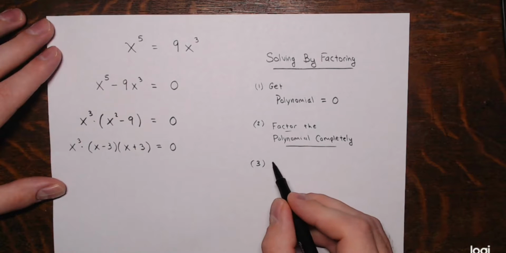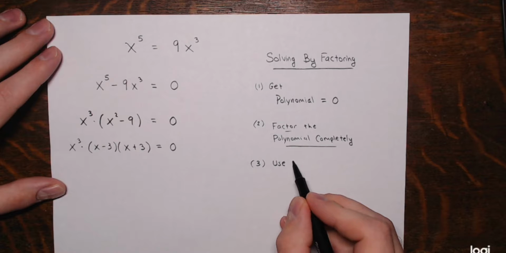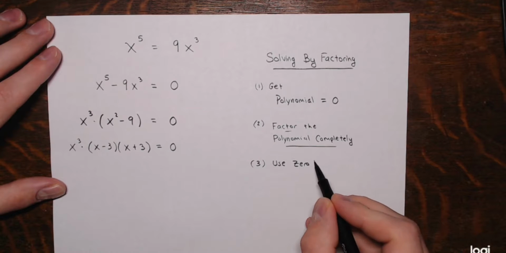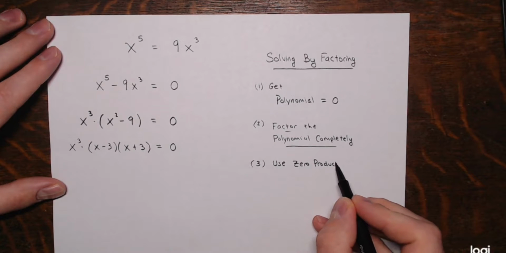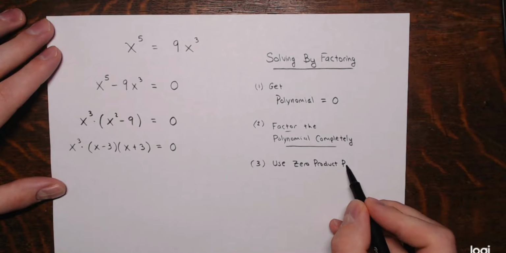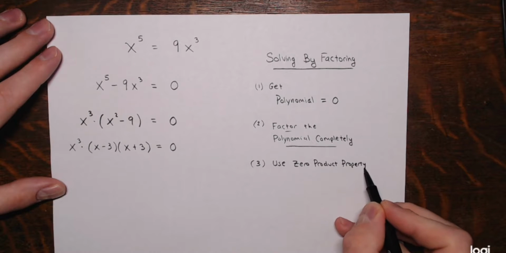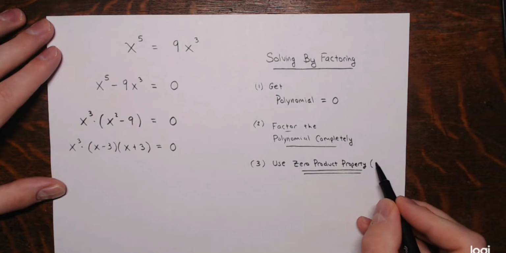Then we apply or use the zero product property, which once again I've brought up in earlier videos. Zero product property, and again I'll abbreviate this ZPP.